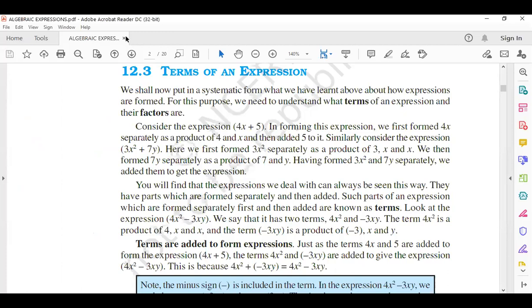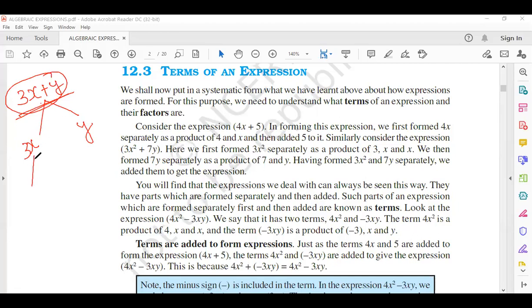So firstly we have to know how to find the terms. Suppose this is the expression 3x plus y. Please tell me how many terms it has. Two terms. Will you please tell me the names of the terms? That will be 3x and y.